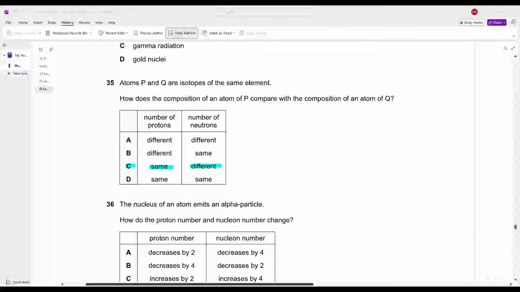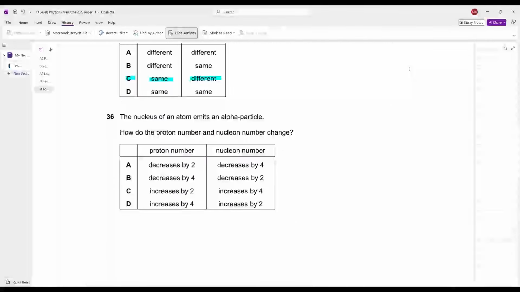Let's further move ahead. The nucleus of an atom emits an alpha particle. How do the proton number and nucleon number change? प्रोटॉन नंबर क्या करता है, डिक्रीज बाय 2. न्यूक्लियन नंबर क्या करता है, डिक्रीज बाय 4. 36 का आंसर is A.